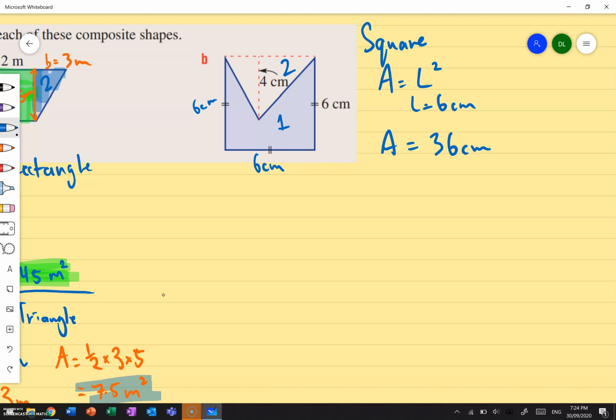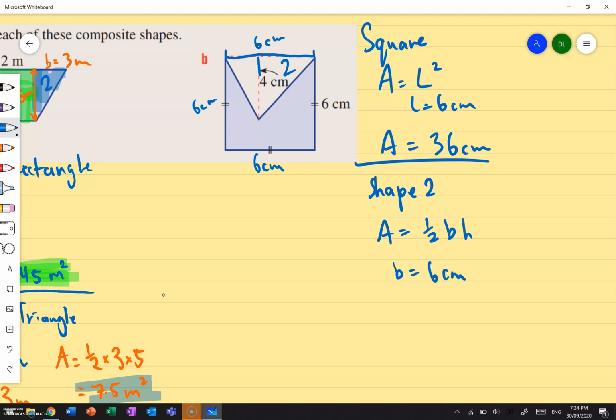Now let's find the area of shape 2, because now we've got a triangle. Let's call this our base. That's our base there. We know because it's a square that it also has to be 6 centimeters. Remember that the formula for a triangle is half times base times height. So my base is equal to 6 centimeters. My height, they've told me, is 4 centimeters.